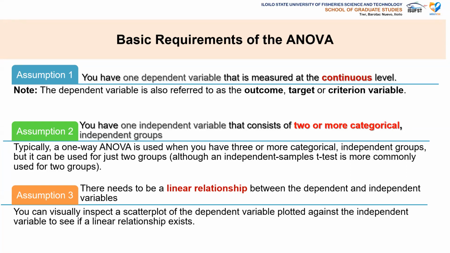So for ANOVA, you have one dependent variable that is measured at the continuous level. You have one independent variable that consists of two or more categorical independent groups. Of course, there should be a linear relationship between the dependent and independent variable as well.